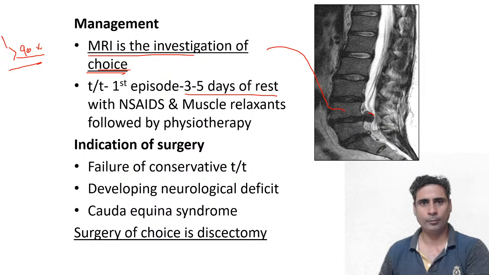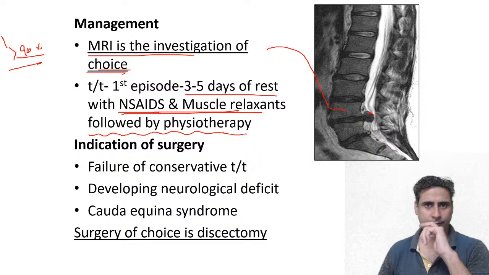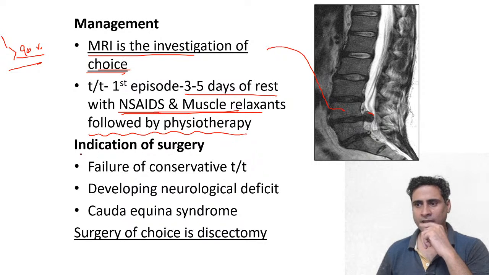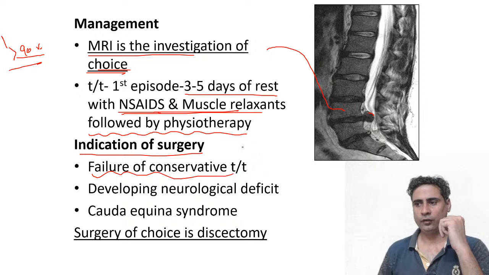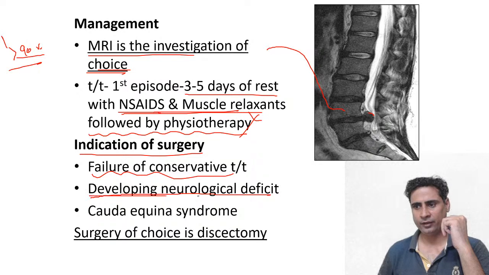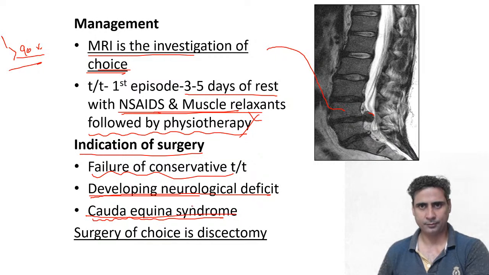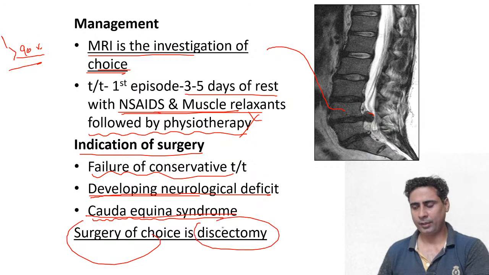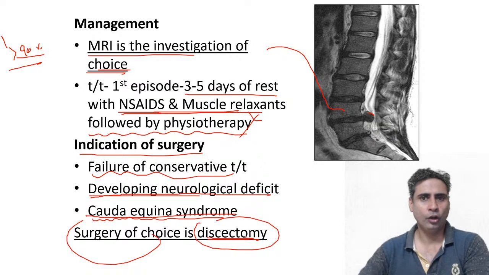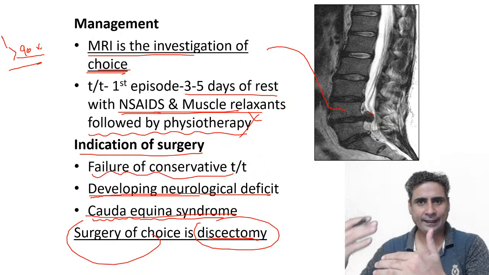We give 3 to 5 days of bed rest. We give anti-inflammatory along with muscle relaxant, and after that we start gradual physiotherapy. Indications for surgery are failure of conservative treatment, if the patient is developing neurological deficit on conservative treatment, or the patient is coming with cauda equina syndrome, which is a surgical emergency. The surgery of choice is discectomy, that is removal of the prolapsed part of the disc.